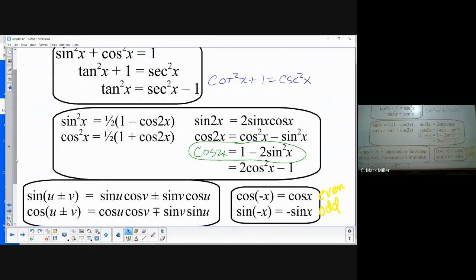These are collected into similar types. The top circle are the basic ones. We've derived these in class right here. One of them we don't actually use very much is cotangent squared x plus 1 is cosecant squared, but that one could go in there too. We don't use that one so much.